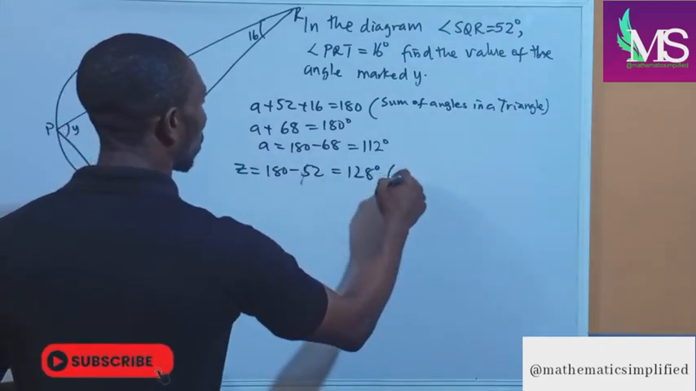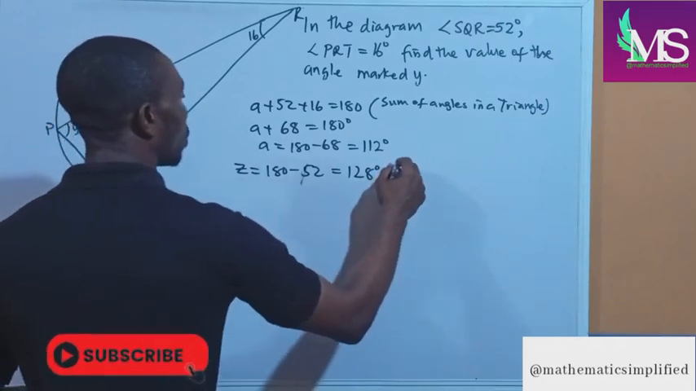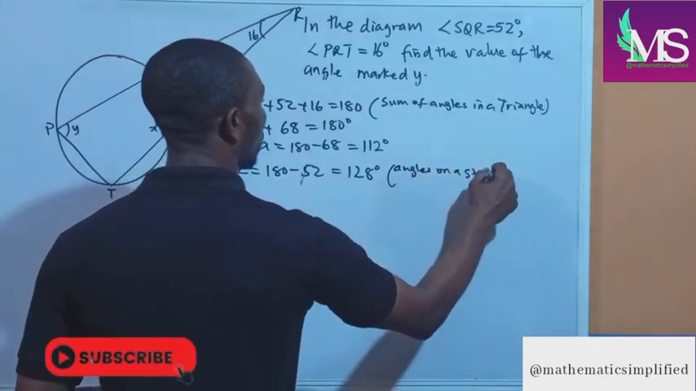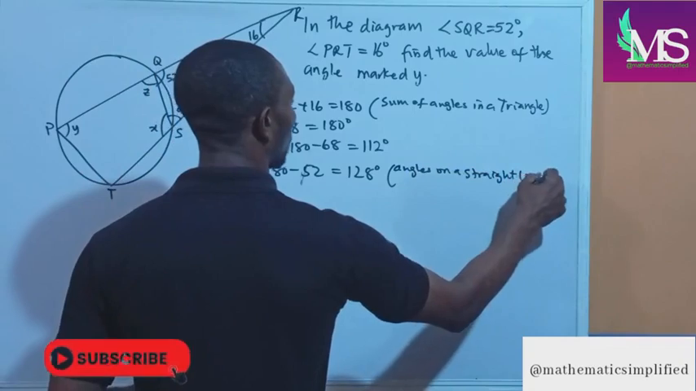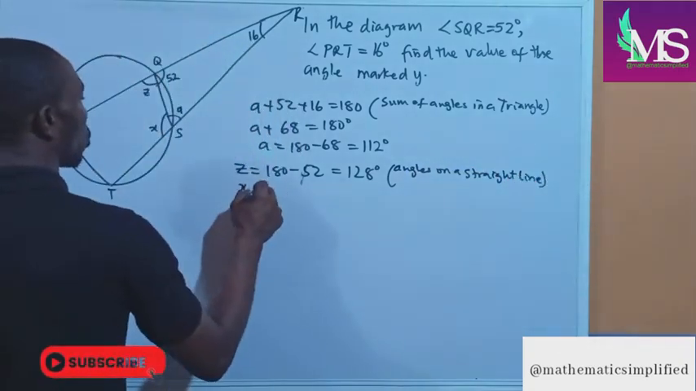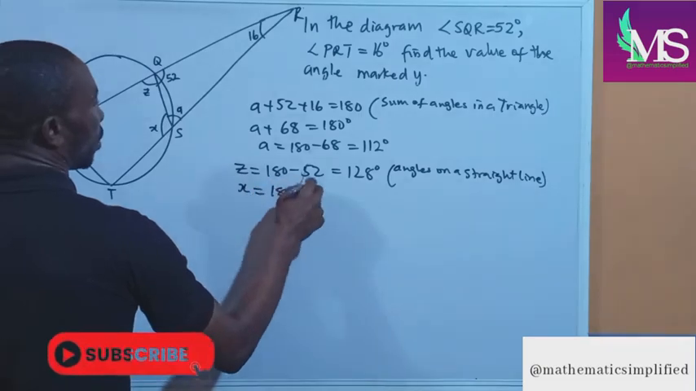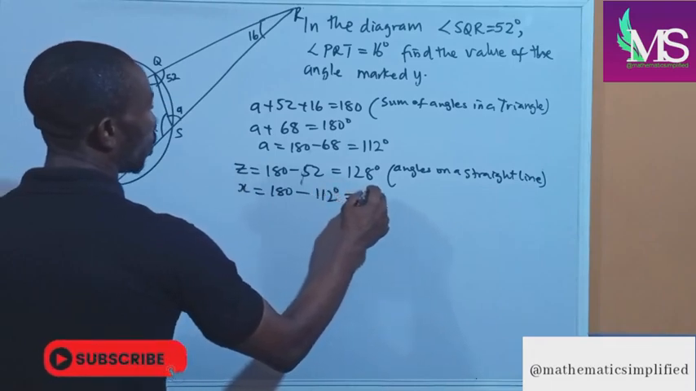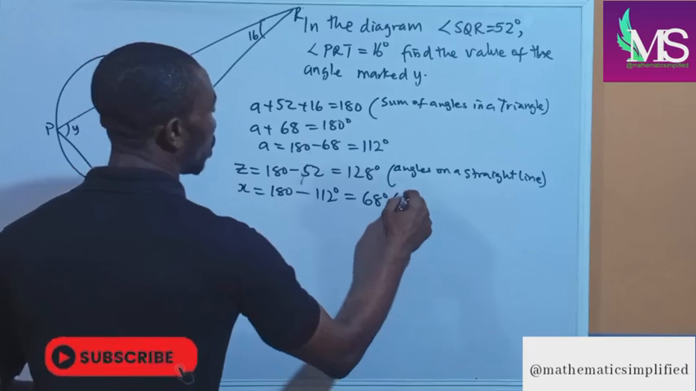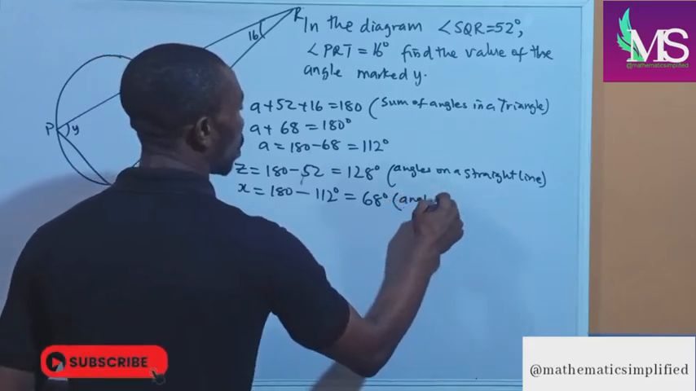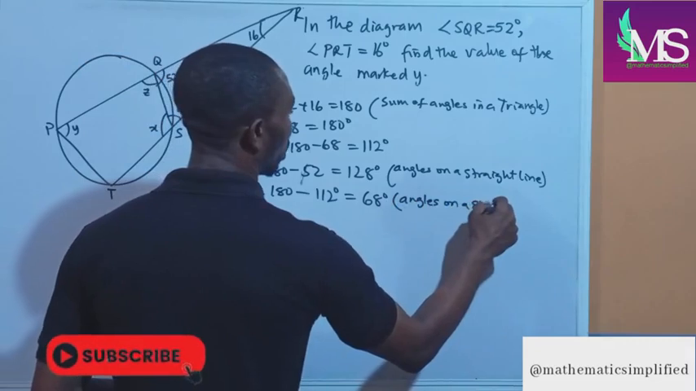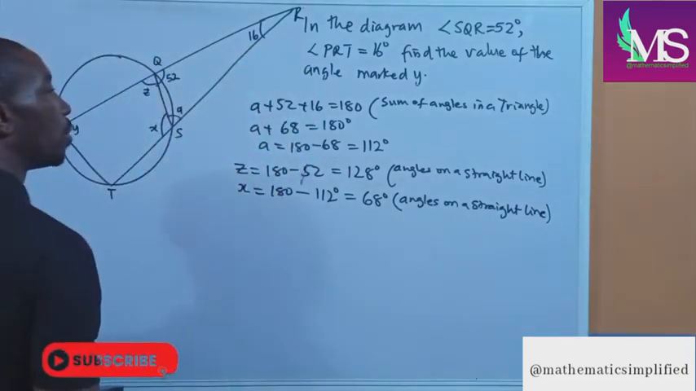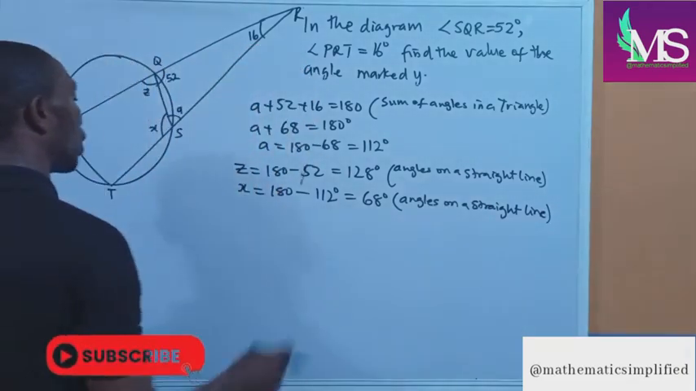Okay, reason: angles on a straight line. Now our x will become 180 minus our value of A, which is 112 degrees, which will give us 68 degrees. Reason: angles on a straight line. We know that angles on a straight line sum up to 180 degrees.